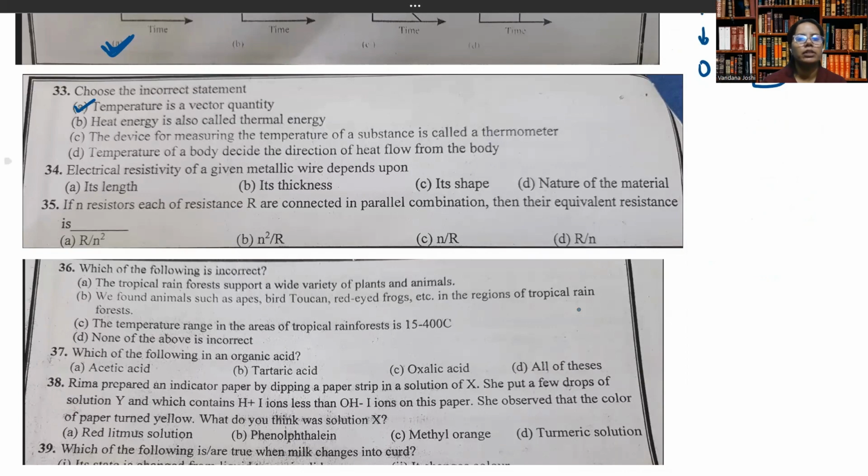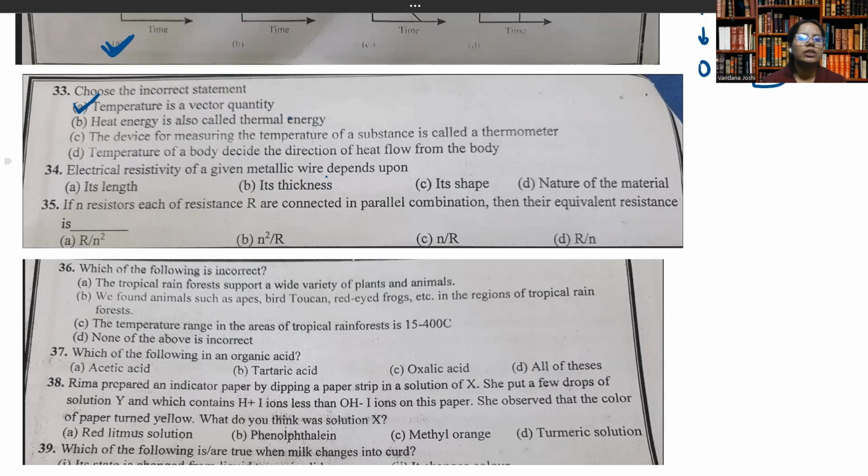Heat energy is called thermal energy, true. Device for measuring temperature of substance is thermometer, true. Temperature of a body decides the direction of heat flow from the body, true. Heat always flows from hot to cold. So option A is correct.